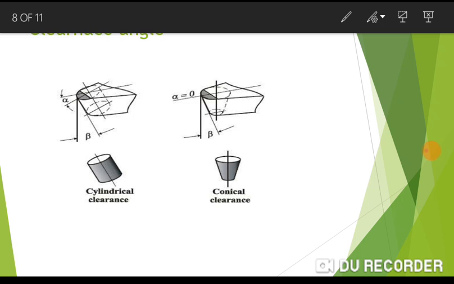Conical tools have a circular arc as shown in the figure, and these tools have 0 degree rake angle. The clearance angle does not change for a conical clearance tool when the cut moves away from the tool axis, and these tools are slightly weaker in construction.